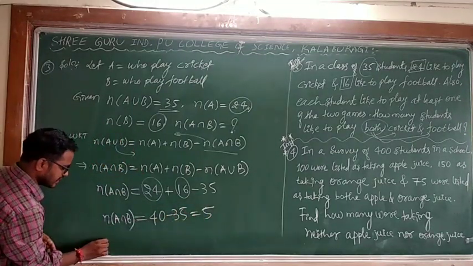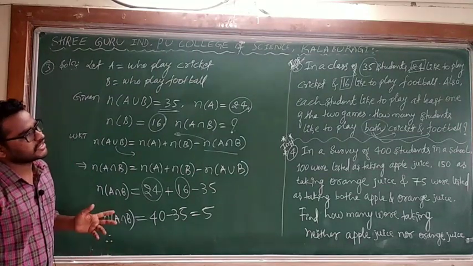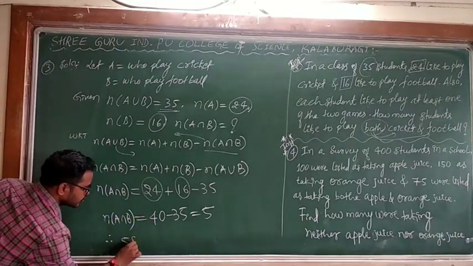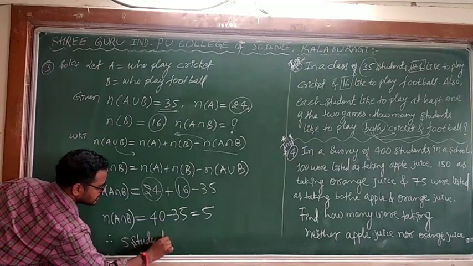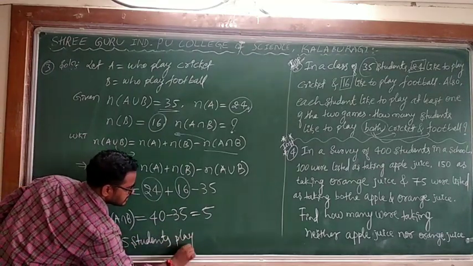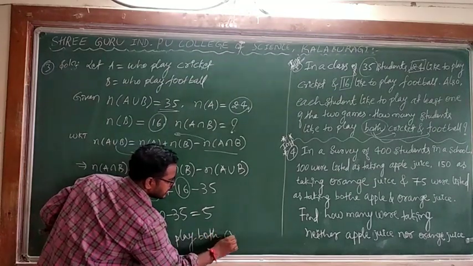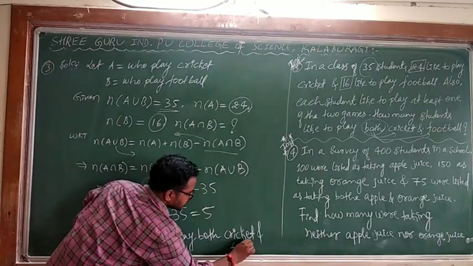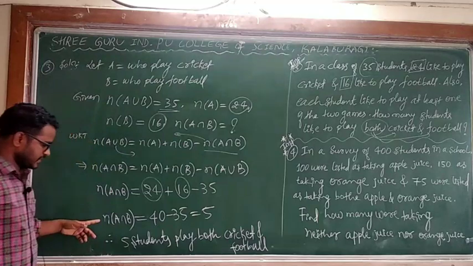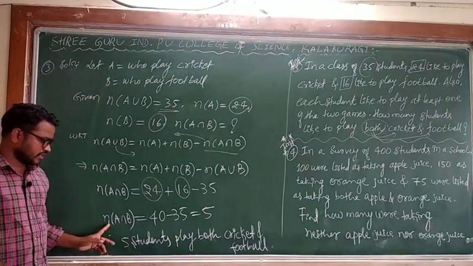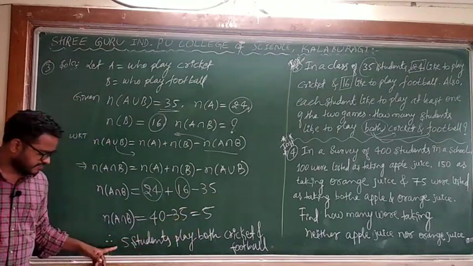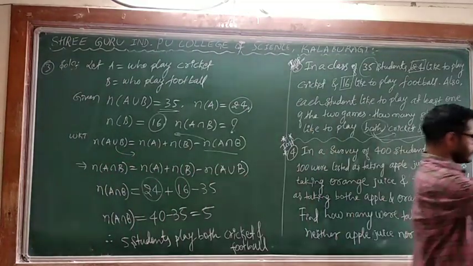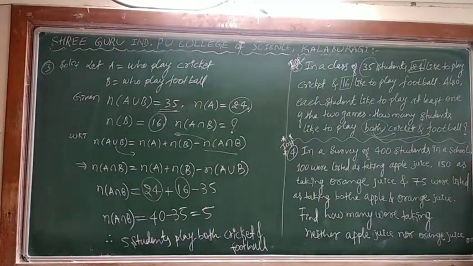So therefore, how many students will play both cricket as well as football? 5. Means 5 students play both cricket and football. Yes, this is the required sum. N of A intersection B is the required value. N of A intersection B is equal to 5, means 5 students play both cricket as well as football. This you copy. This is the third problem.